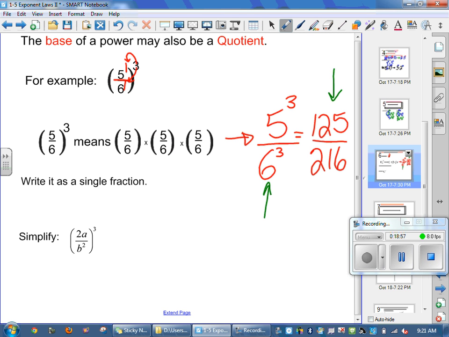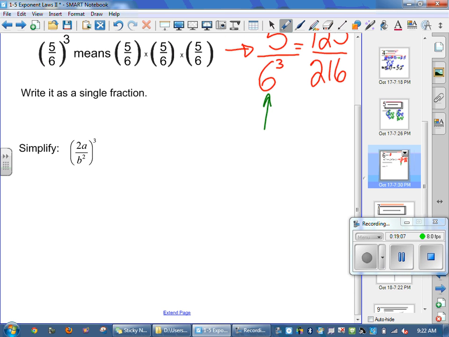It says 2a over b squared. What do you know is hiding on the a and the 2? Little baby ones are hiding on there. Okay, you guys multiply that 3 outside into the brackets and see what you get. Remove the brackets.